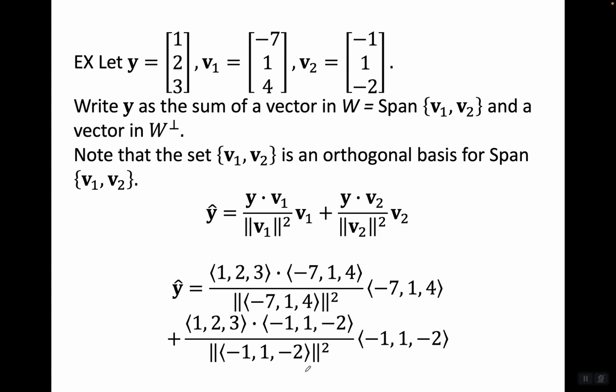For example, let y equal (1, 2, 3), v1 equal (-7, 1, 4), v2 equal (-1, 1, -2). Write y as the sum of a vector w in span v1, v2 and a vector in W perp. Note that the set v1, v2 is an orthogonal basis for the span of v1, v2 because these two vectors are perpendicular to each other. So y hat is going to be (y dot v1 over length of v1 squared) times v1 plus (y dot v2 over length of v2 squared) times v2. Here's the first term, and here's the second term.